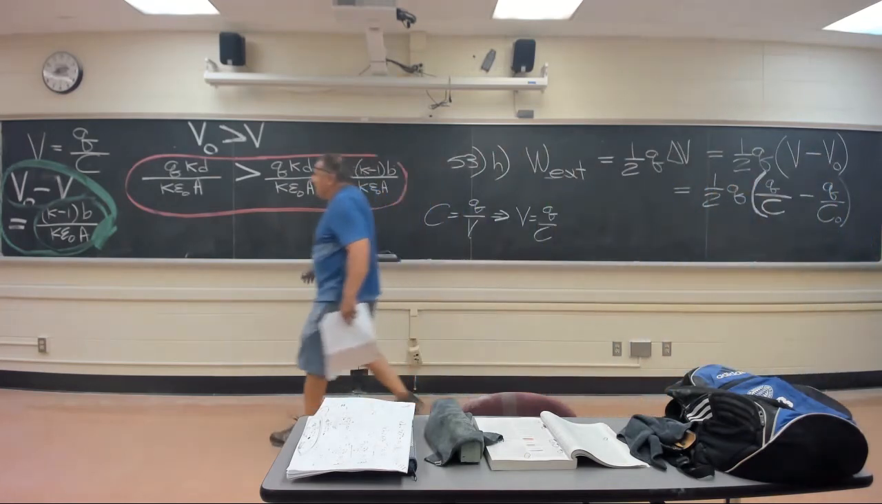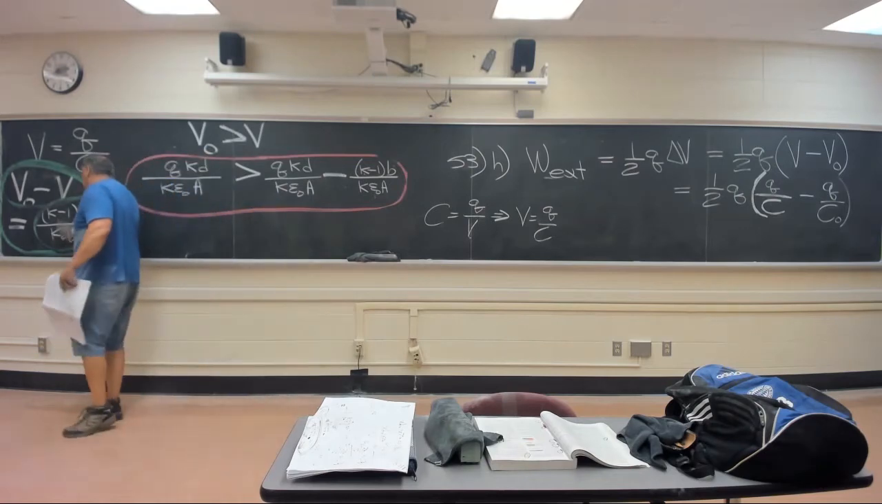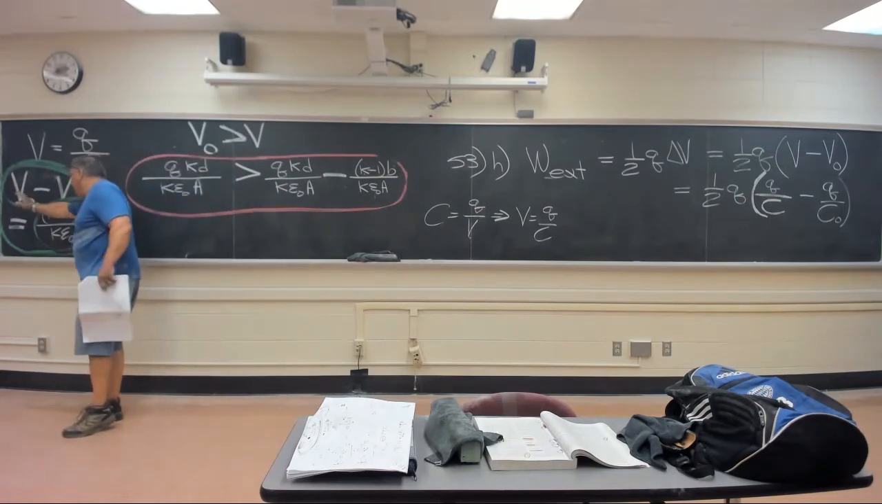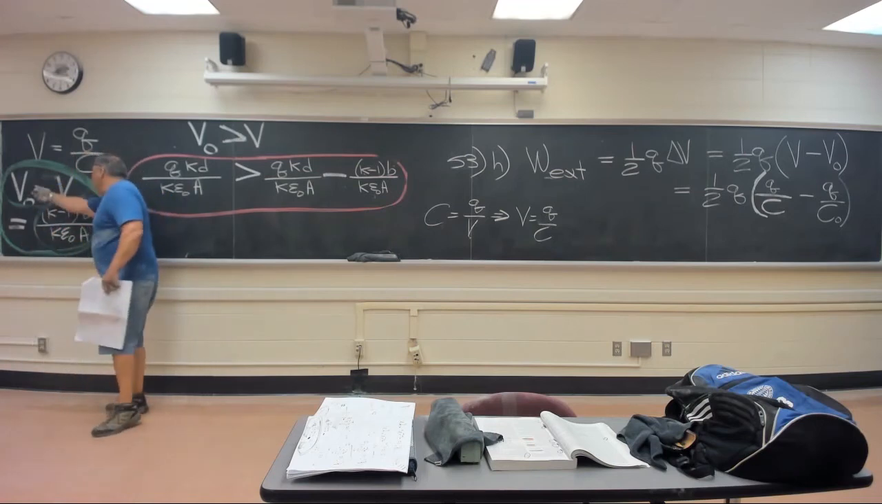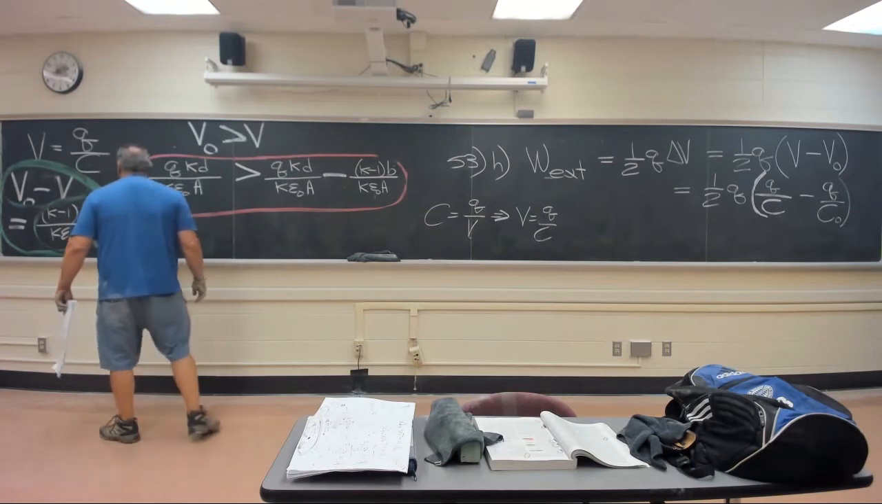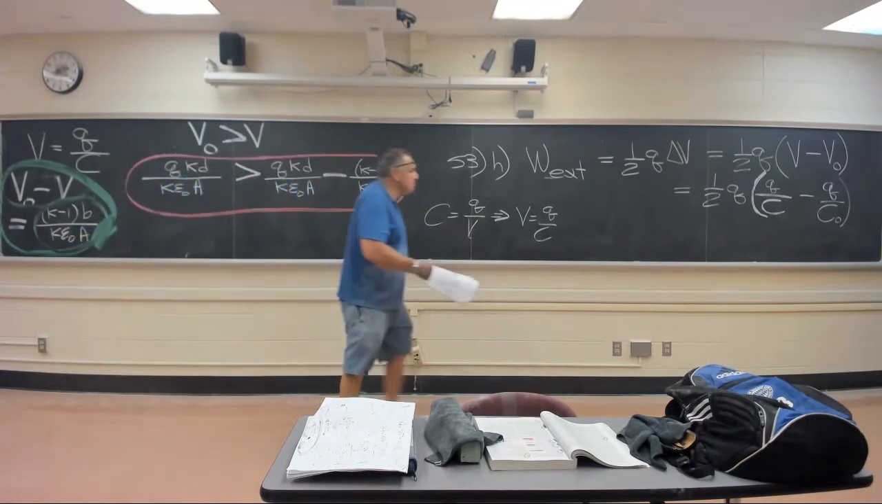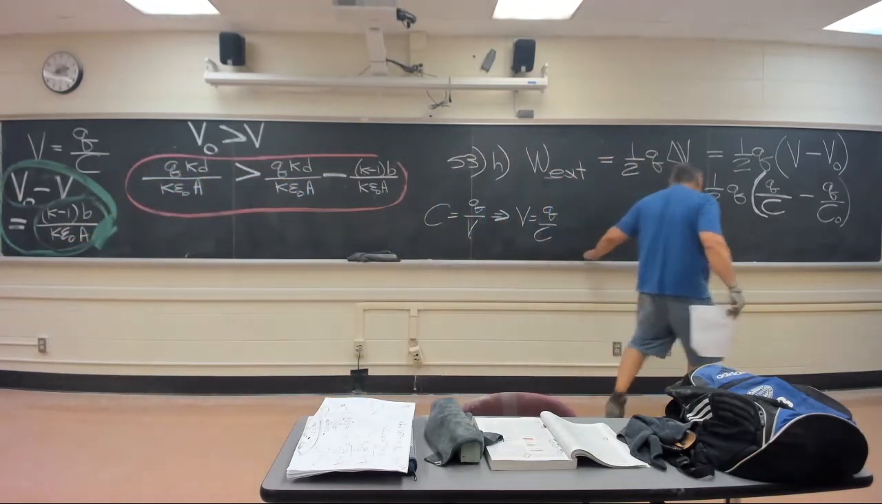This is the absolute value of the difference. This is a positive number. V0 is bigger than V. If you switch it around, V minus V0 is going to be the opposite of this. The opposite of a positive number is a negative number. So this is negative.